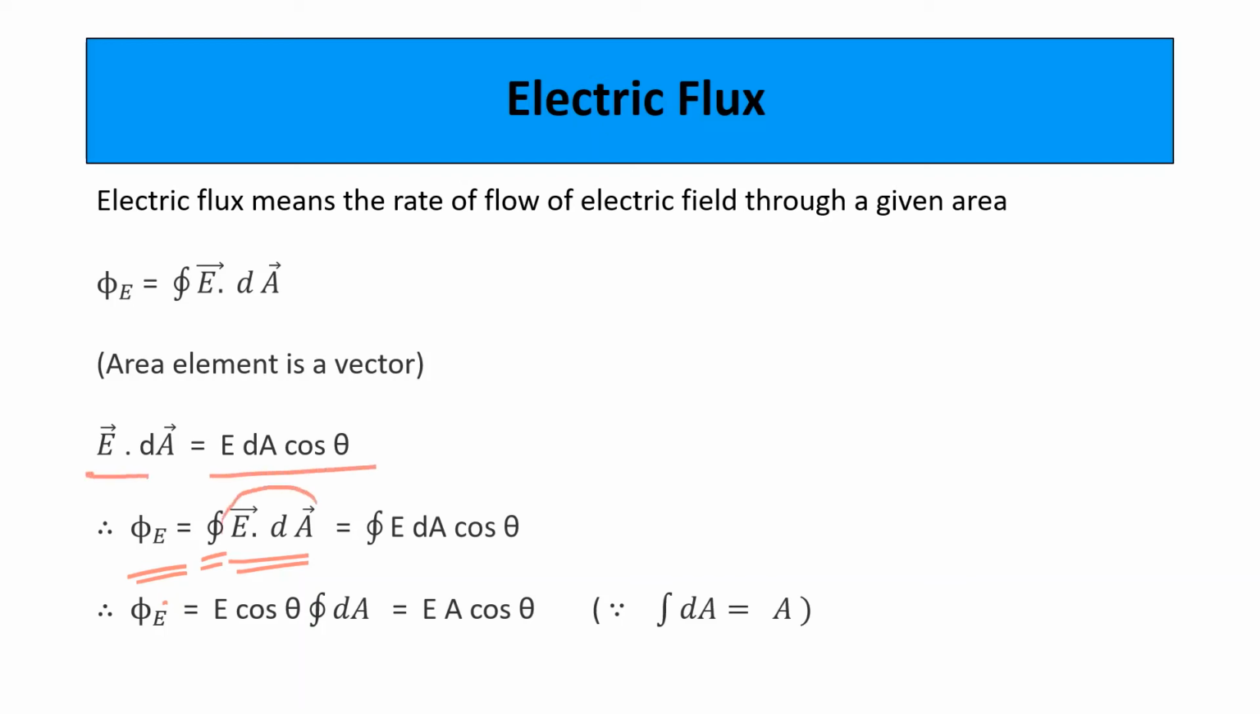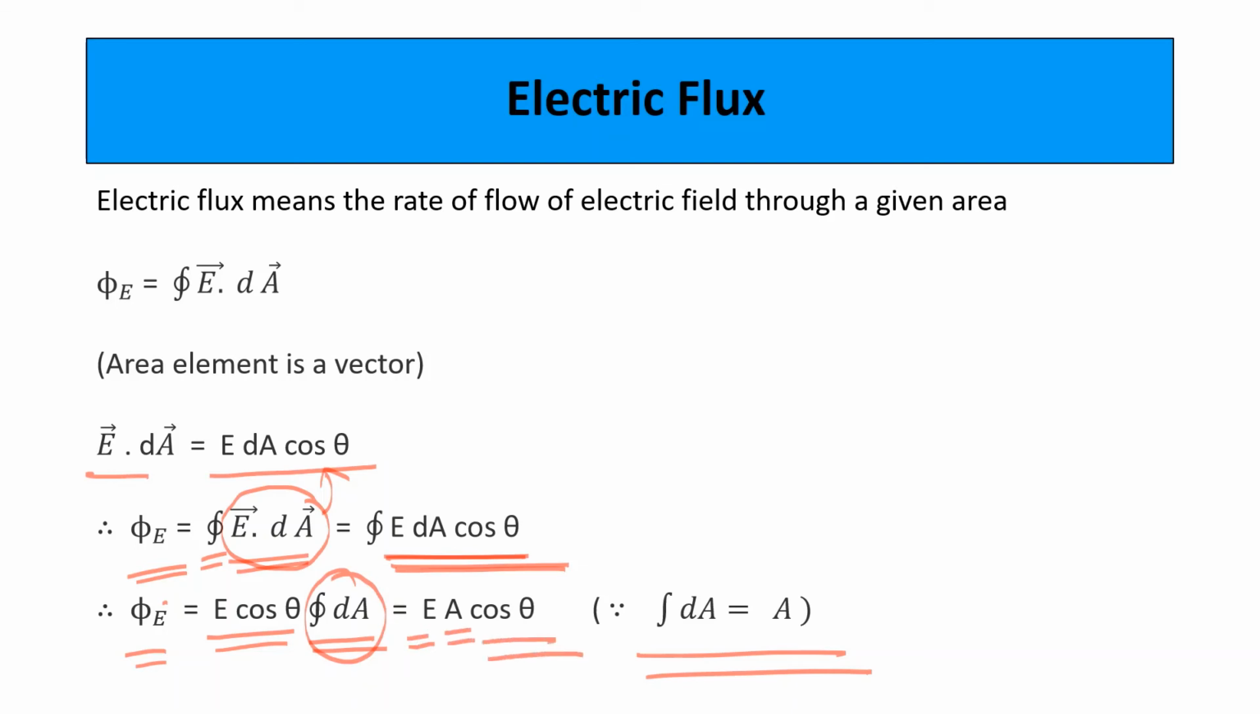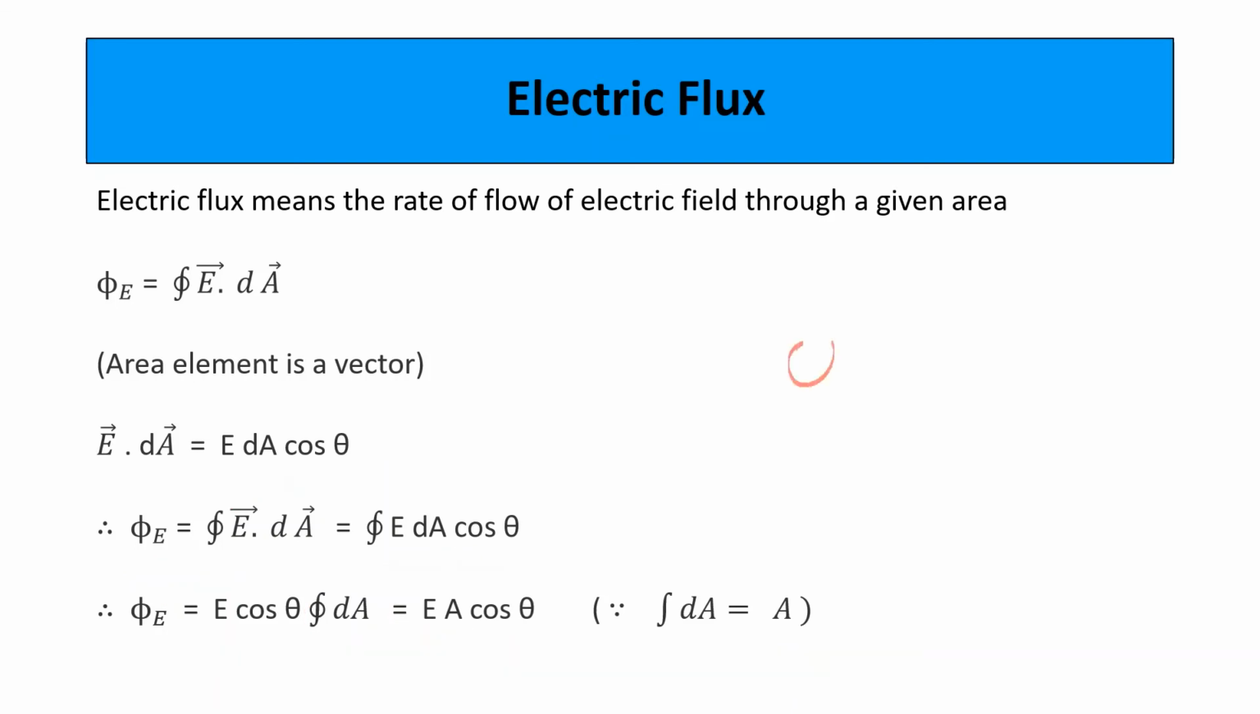Now we are going to substitute this value E dA cos theta. Therefore, phi E becomes, in this E dA cos theta, take E cos theta outside, integral dA. What is integral dA? Integral dA is A. Now you can substitute A in this place. E A cos theta. Always remember, phi E is equal to EA cos theta.